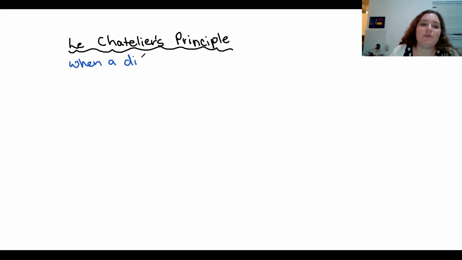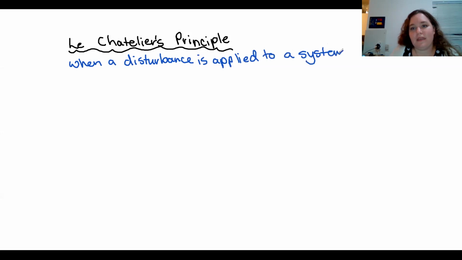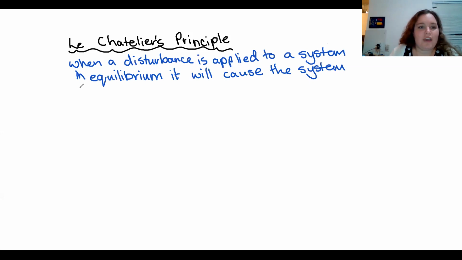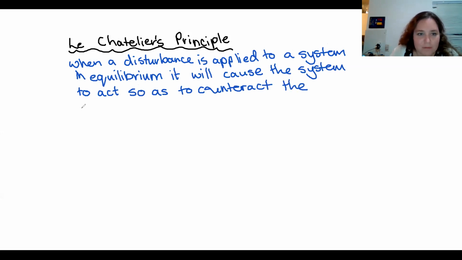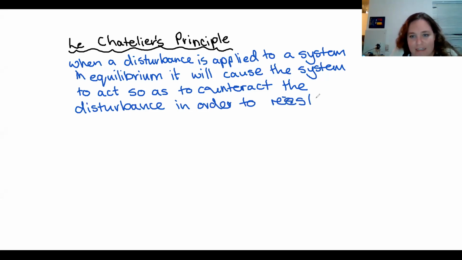When a disturbance is applied to a system in equilibrium, it will cause the system to act so as to counteract the disturbance in order to re-establish a new equilibrium.